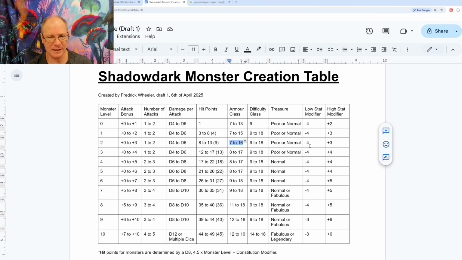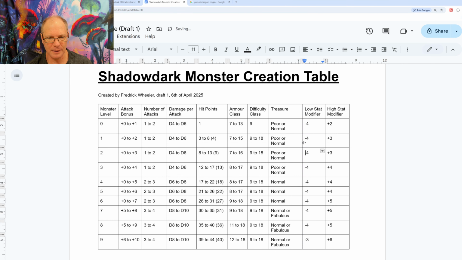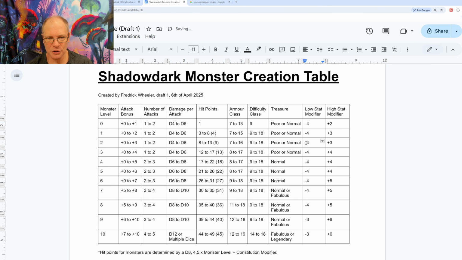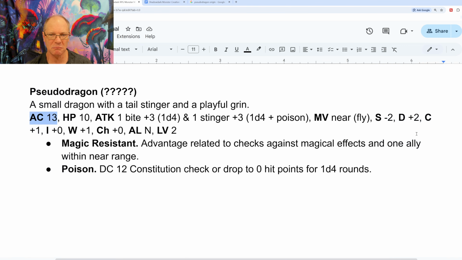Okay. The next thing is our ability score modifiers. The range is -4 to +3. So as long as none of our stats fall outside of that, which they don't, there's nothing lower than a -4, and we've got nothing higher than a +3. So all of our stat modifiers work within the parameters of a level 2 monster. Good, so we've got that sorted out.